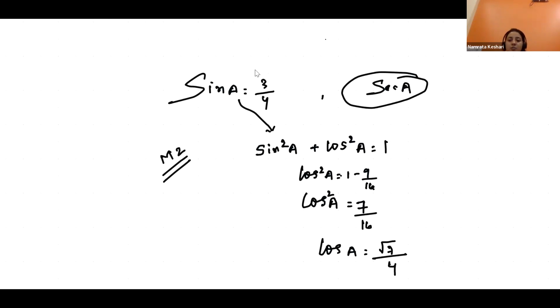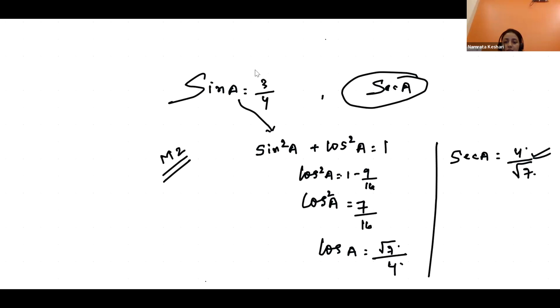Sec is just the reciprocal of cos, so we get 4 by root 7. That's called the reciprocal: we take the denominator and write it in the numerator, and take the numerator and write it in the denominator. So we got sec A. You must have got the same answer by using the right angle triangle. Yes or no? Right.